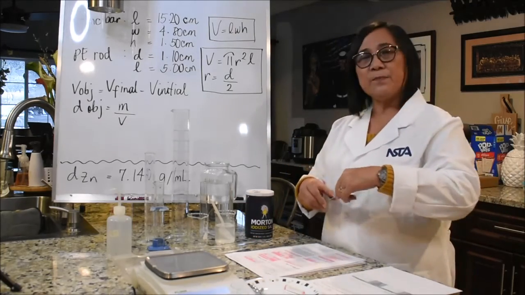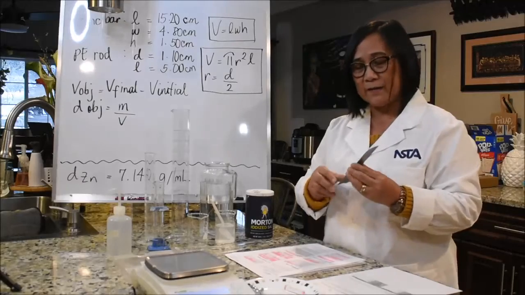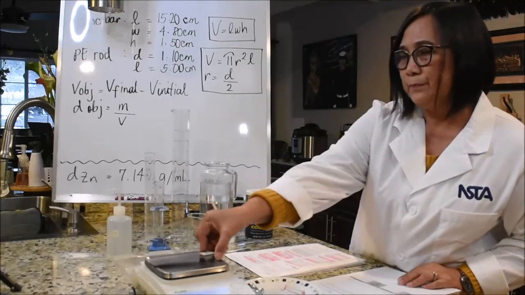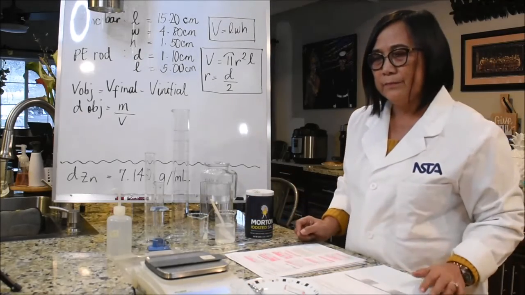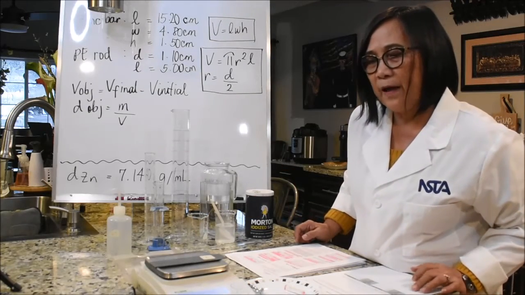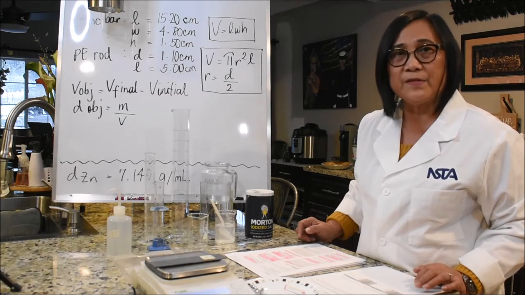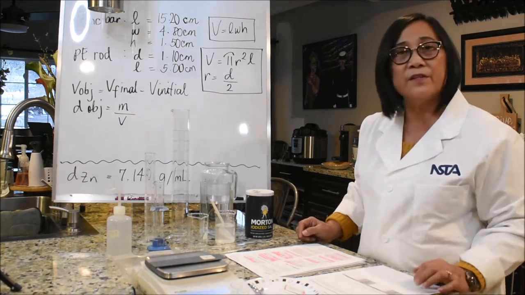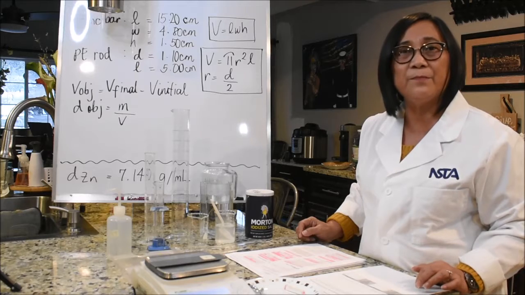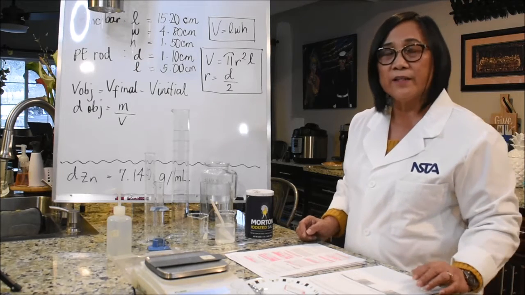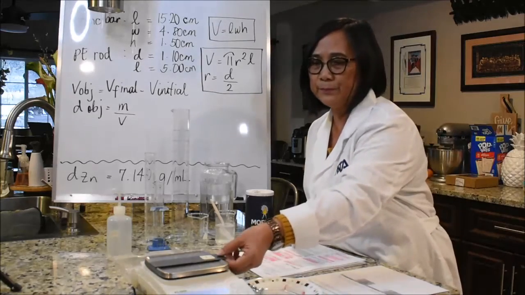So I'm going to use the balance right now to find the mass of the zinc bar. And the balance records 59.3 grams. Again, the mass of the zinc bar is 59.3 grams. Record that on your data table.